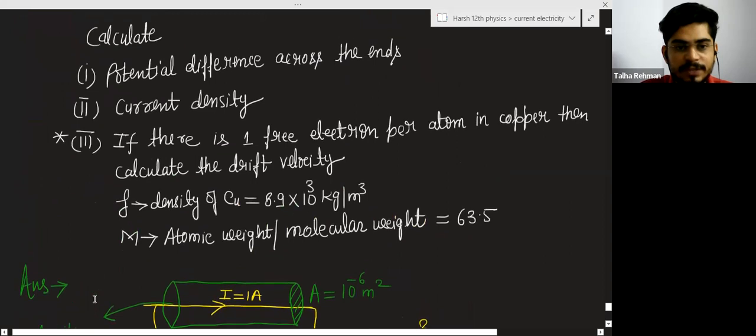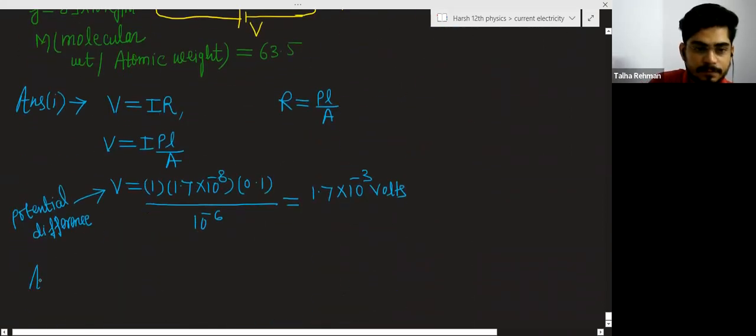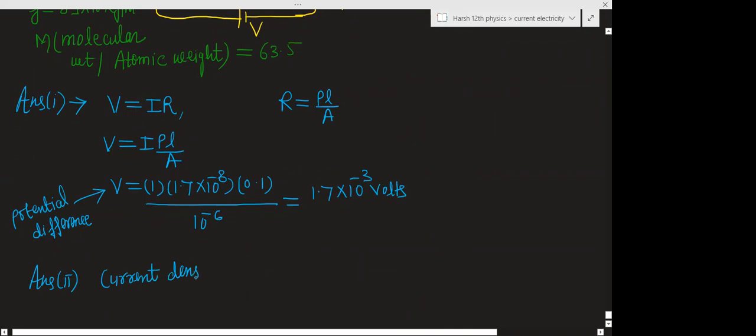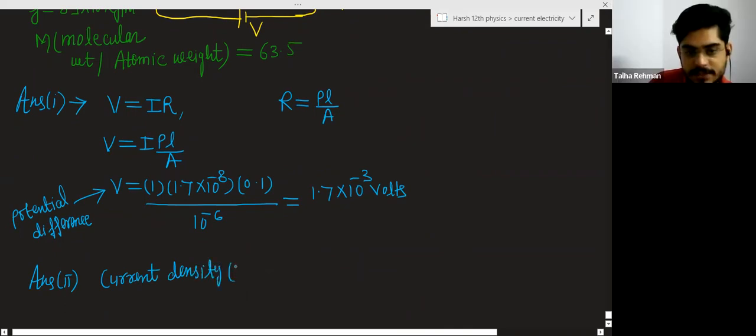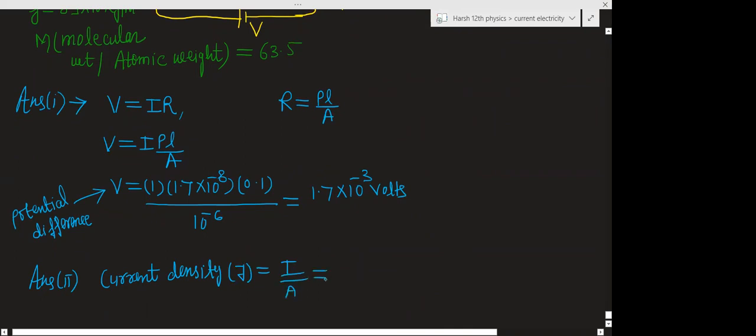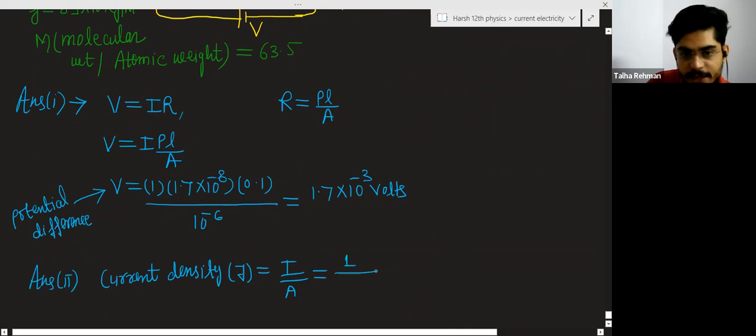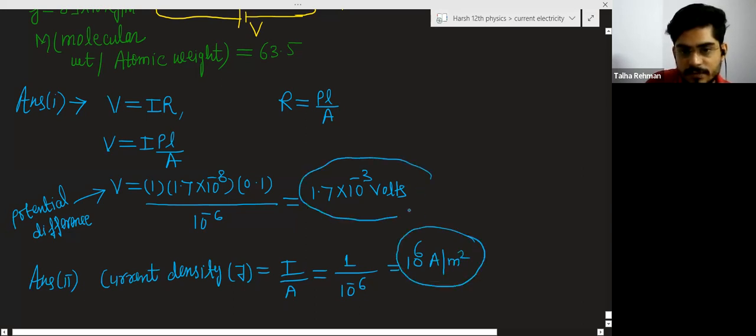Second part, we have to calculate the current density, J. Current density J is equal to current divided by area of cross section. Current is given as 1 ampere and area of cross section is 10 to the power minus 6. So the value will become 10 to the power 6 ampere per meter square. We have this answer of current density.